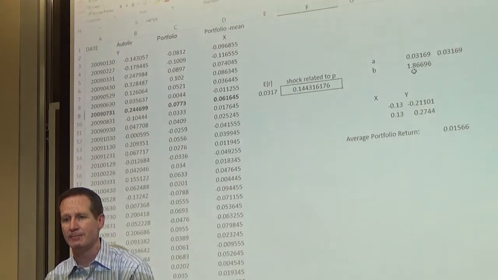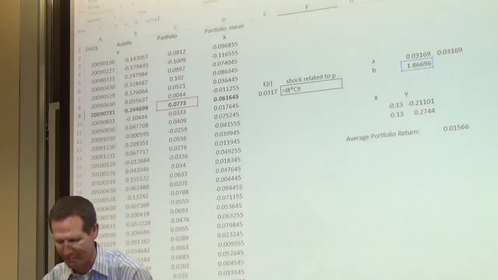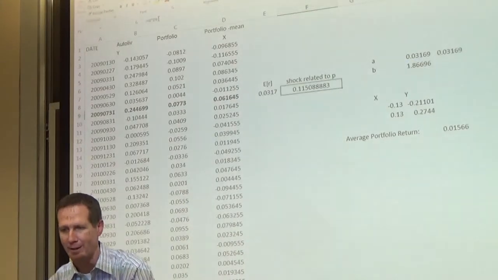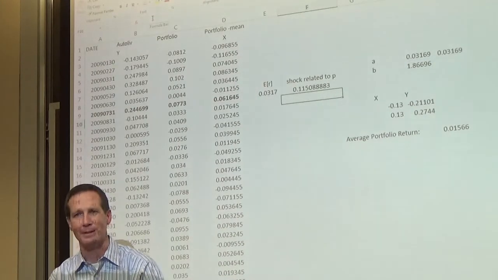Shouldn't it be D9 instead of C9? Yes, thank you. Yeah, thank you very much. So that is our X. That's right. So it's actually only about 12%.